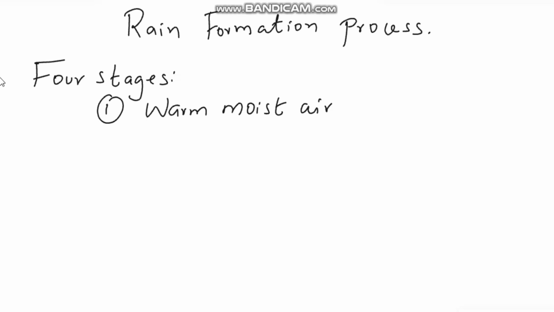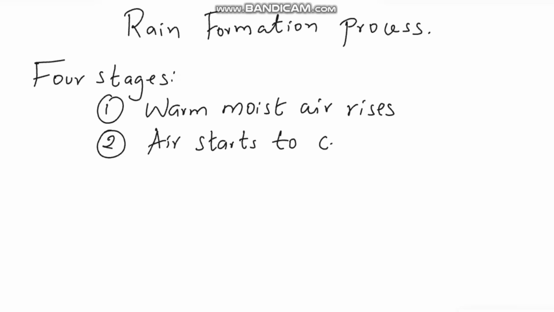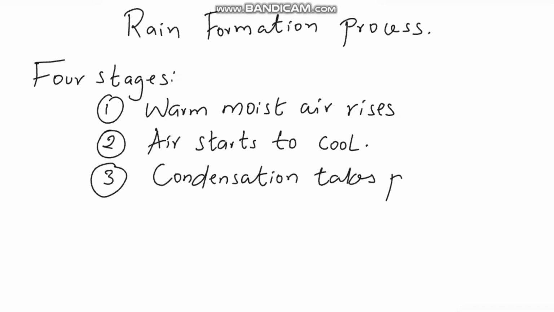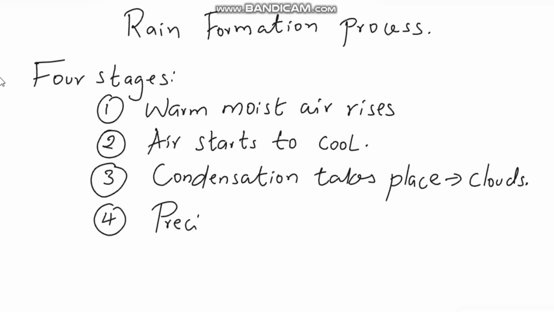Stage 1, we have warm, moist air, which starts rising above the ground. As it rises, the temperatures will start to drop and the air will start cooling. Cooling, if it continues beyond dew point, then the process of condensation takes place, which leads to formation of clouds. And finally, we have precipitation in form of rain falling from the clouds onto the ground, onto the earth surface.